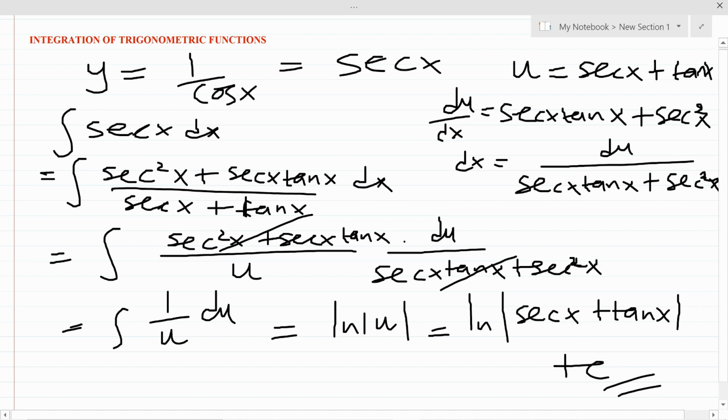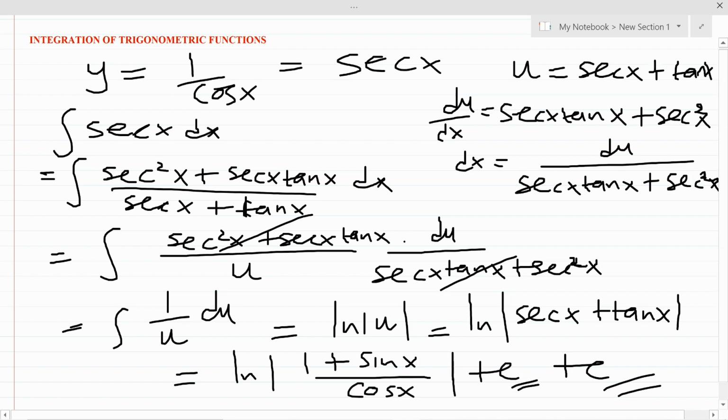We can actually simplify it further, because sec x is 1 over cos x and tan x is sin x over what? Cos x, and that will be ln of 1 plus sin x over cos x, all plus c. So that will be today's video. Kindly take note whenever you integrate sine, cos, tan, cot, sec and cosec. Thank you and see you in our next video.